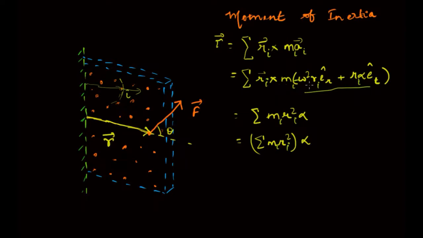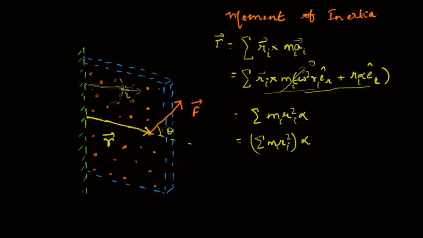Now when we expand this term and do the cross product, what do we get? The first term is ri vector cross minus m omega square r er vector. So er vector is the radial direction, and ri vector is also a vector in the radial direction, right? Because this particle is moving in a circular path. So both vectors are in the same direction, so the cross product will become 0. So the radial component will become 0.